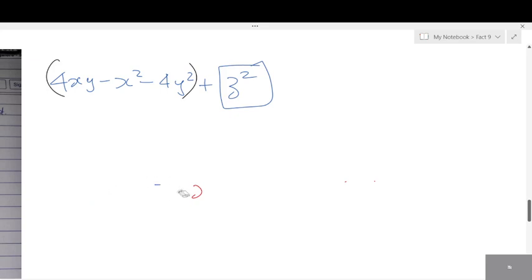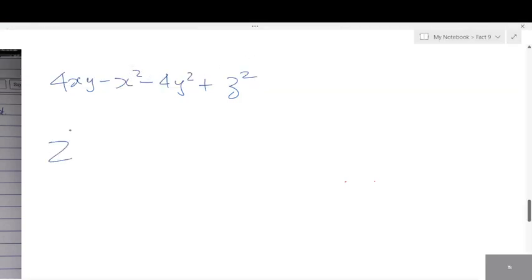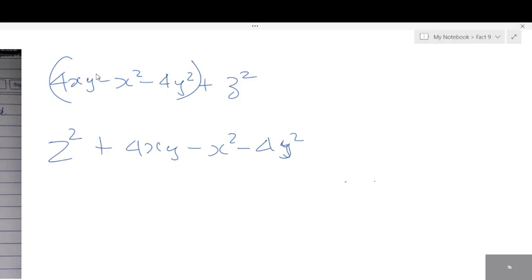Look, in this question, z doesn't have a pair. So keep z as it is. Fine, it doesn't have a pair. What you do, shift it to the left hand side, students, z square. Then this entire thing, shift it to the right hand side: plus 4xy minus x square minus 4y square.